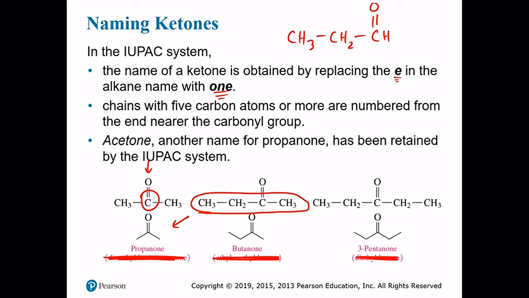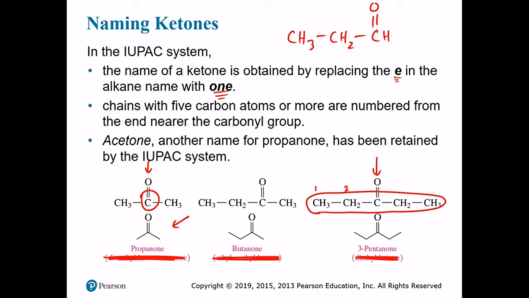For pentanone, however, we do need to start numbering. So you can see here you have a 5-carbon chain, and in this case the carbonyl carbon is in the very center. So it doesn't matter which side you begin counting on because they're both the same distance from that carbonyl. So we can start here with this carbon as number 1, this would be number 2, and then the carbon in the carbonyl is carbon number 3. And that's why this is called 3-pentanone.